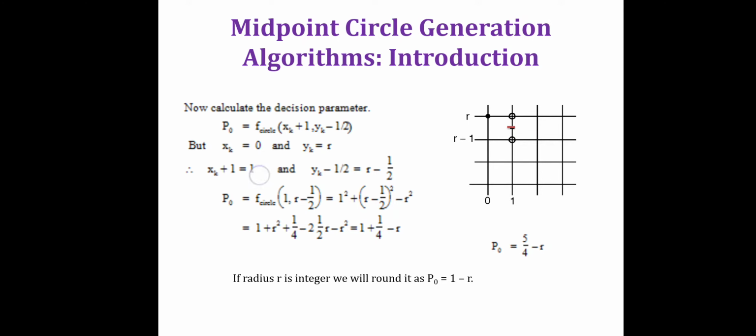So I will put this 1 and r - 1/2 in the equation of the circle, and it becomes 1 squared plus (r - 1/2) squared minus r squared, and after solving that we get 5/4 - r. But all of you know that we have to work with integers, so 5/4 will be 1 point something. So we are rounding this 1 point something to 1, therefore the equation will be 1 - r. So the initial value of decision parameter p0 is 1 - r. Then depending upon this initial value we are going to find the new value of that parameter. Now you can see in short the steps of this midpoint algorithm.